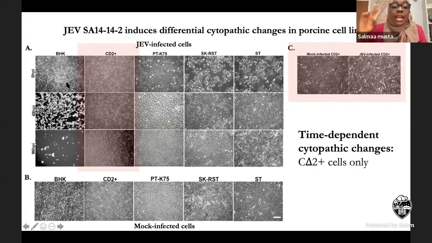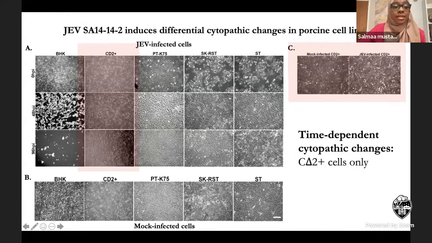BHKs are kind of like my positive control. Remember earlier in this presentation, I talked about positive control, okay? They're kind of my positive control because they're highly susceptible to JEV virus. And you can even tell that at 0 hour post-infection, the cells are nice and spread out. At 48 hours post-infection, they're beginning to be rounded and really, really dense like that. And by 96 hours, you're not even seeing a lot of live cells anymore, okay? So that's my positive control.